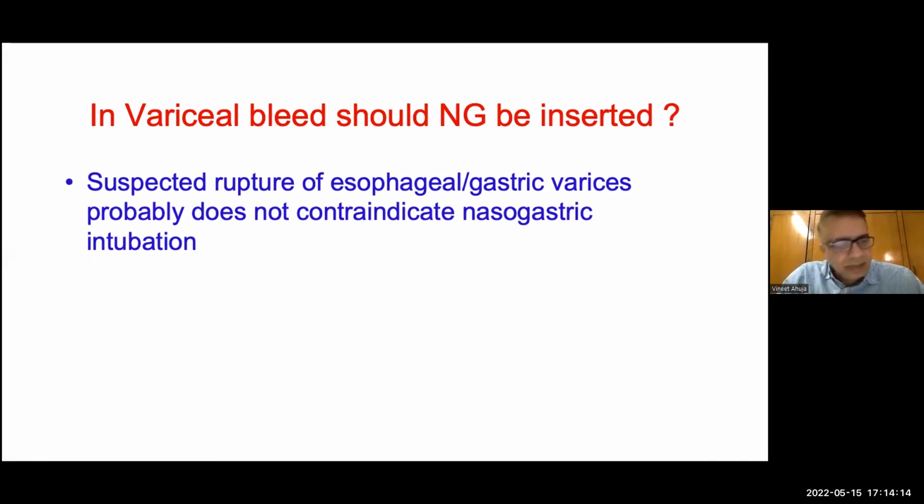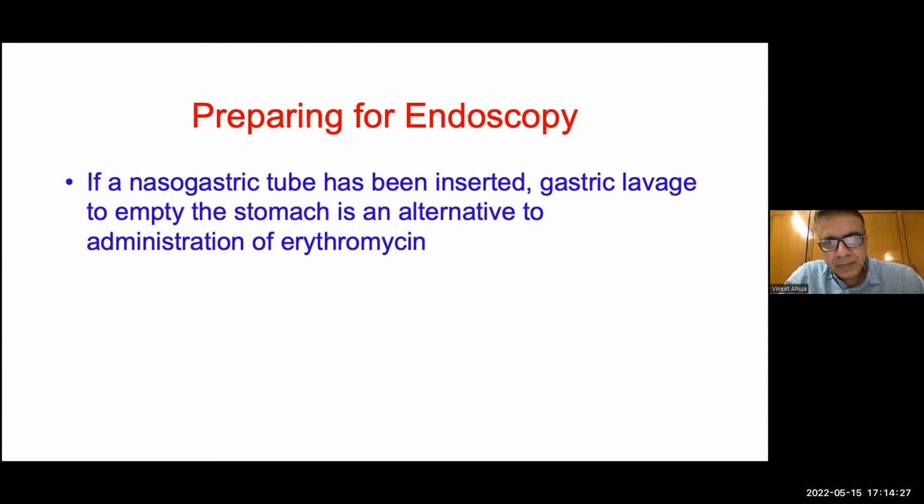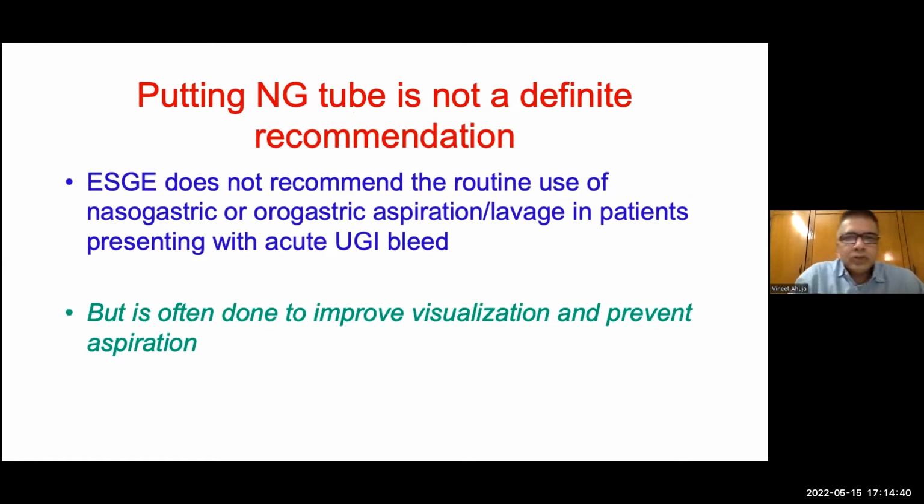Secondly, some people feel that if the patient has a variceal bleed, you should not put in a nasogastric tube as it may injure the varices and cause more injury. However, that seems to be not true. NG is not contraindicated in variceal bleed. If IV erythromycin is not available in our country, a nasogastric tube, if it has been inserted, gives you the advantage of doing a gastric lavage, which can help in preparing the patient for endoscopy.